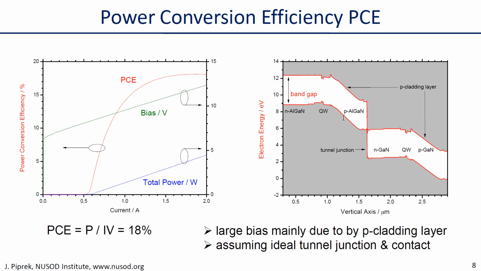And that p-doping is pretty low, so the resistance is pretty high in this laser design, causing most of the bias. In this simulation, we assume an almost ideal tunnel junction using rectangular doping profiles. In real lasers, this is never rectangular because of dopant diffusion, but that is hard to predict in a simulation. So we somehow underestimate the bias in this simulation.